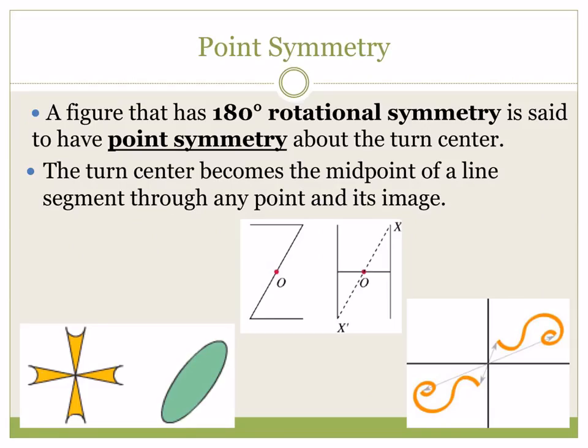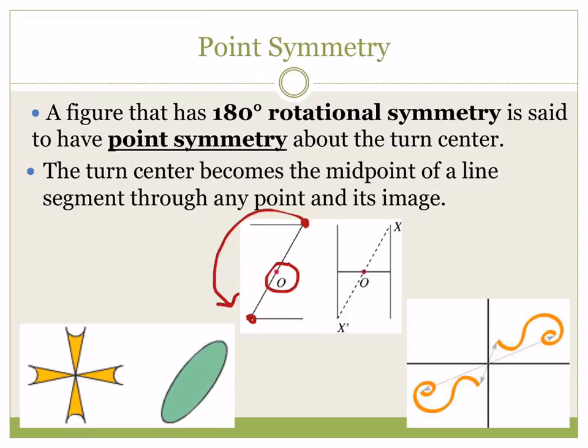All right. When we have point symmetry, the turn center becomes the midpoint of the line segment connecting any point with its image. So if you have the letter Z and you turn it 180 degrees, this point would become this point, right? Okay, so the line connecting them is already a part of the shape. And the point that's in the middle, the midpoint, this letter O, would be the turn center of the point symmetry.